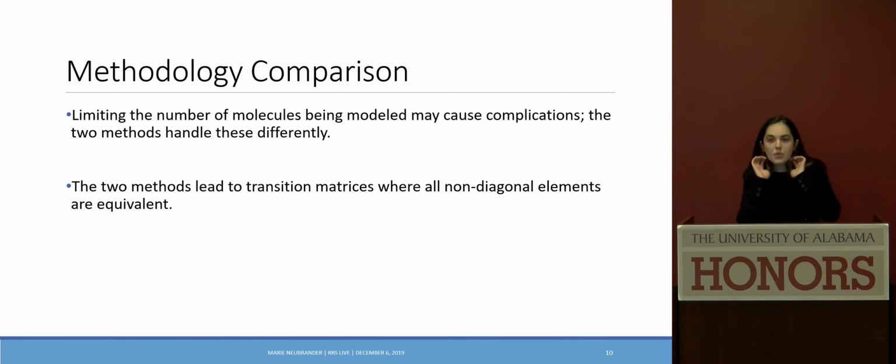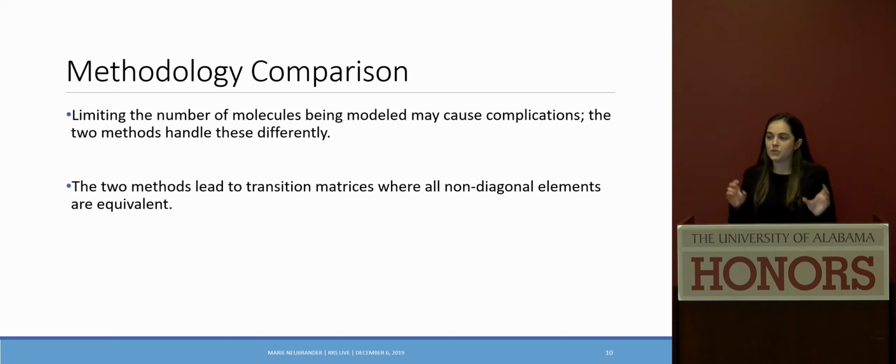Yeah, so this comes down to what I mentioned about limiting the number of molecules that you see in the system. Theoretically, you don't know exactly what starting state you're going to be in generally when you're making this transition matrix. So if you say, okay, I'm only going to model states where all the elements range from 0 to 2 values, right?